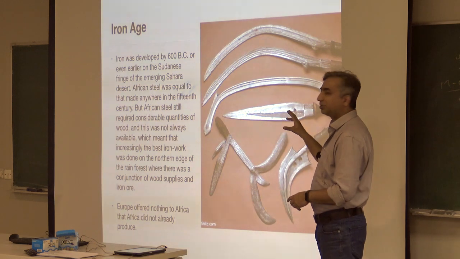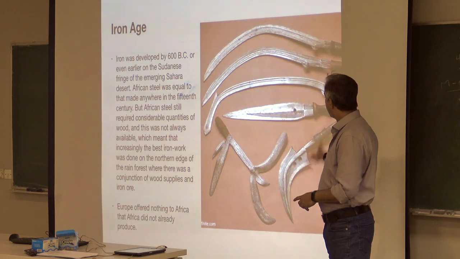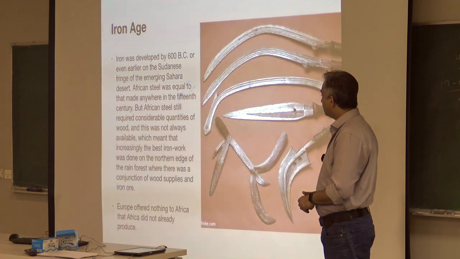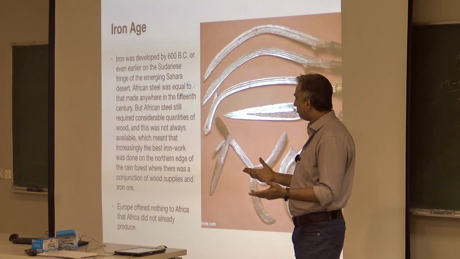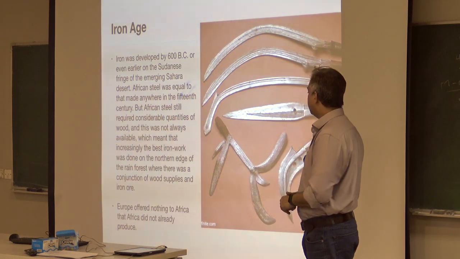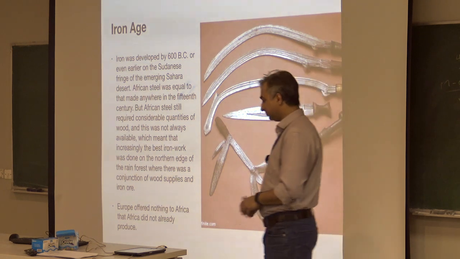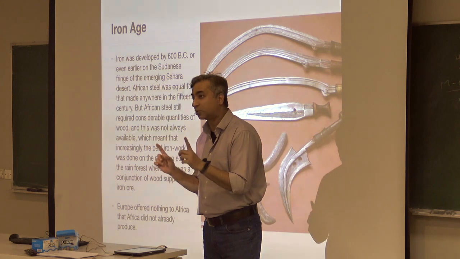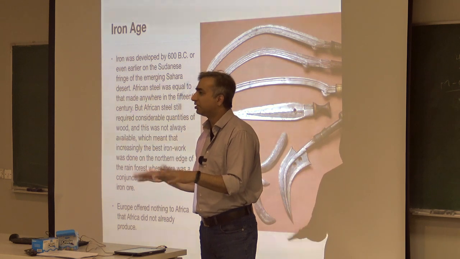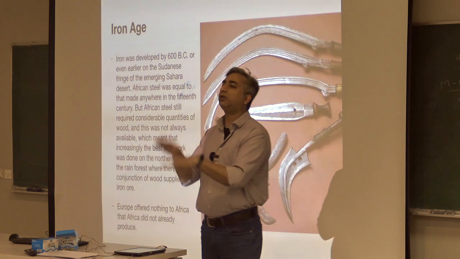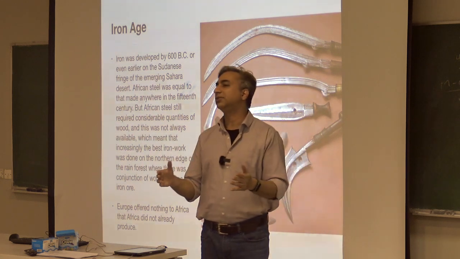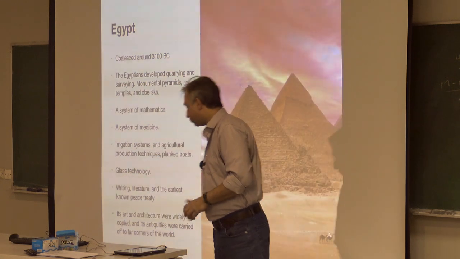So that's why it was in certain regions. But these are all African weapons, as you can see. Steel weapons. Europe offered nothing particularly great or new to Africa that Africa did not already produce, says Thornton. At that time, it's crucial to know that they were not that different. They were not that far apart in terms of the things that they were able to make and produce.